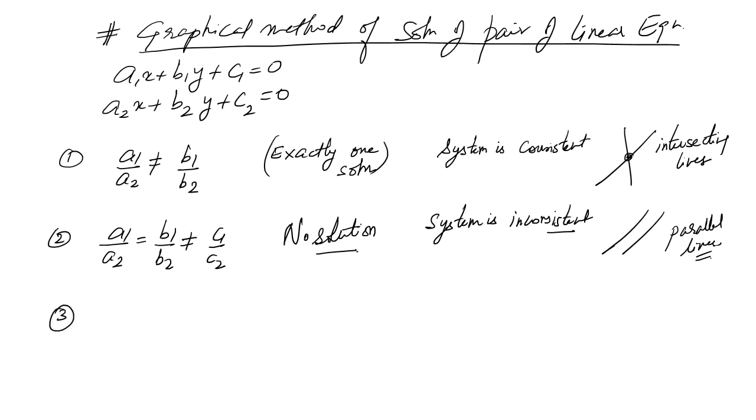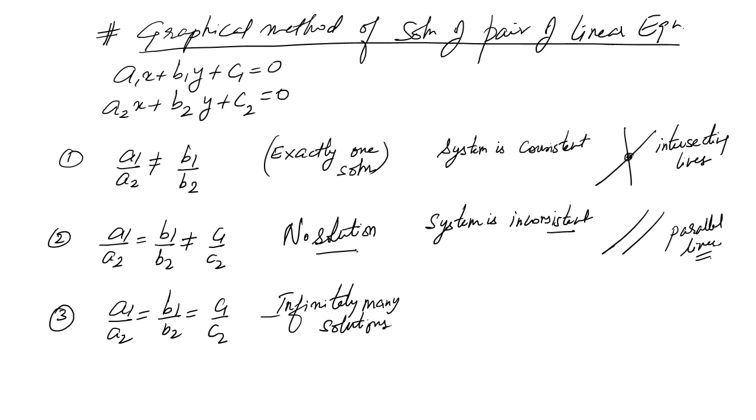And third case में a1 by a2 is equal to b1 by b2 equals to c1 by c2. If this is the case, then we will have infinitely many solutions. And system is consistent and we will get coincident lines. ठीक है, एक के ऊपर एक lines होंगी. And this is the case.